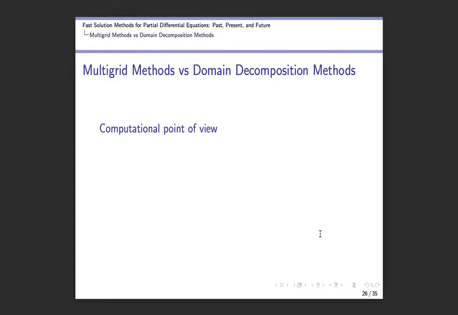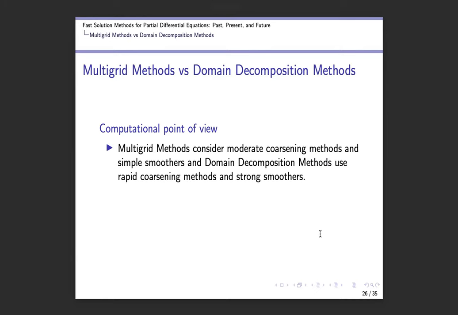And from the computational point of view, they have some differences. Multigrid methods consider moderate coarsening and simple smoothers. So usually we consider many levels and a simple smoother. And domain decomposition methods use rapid coarsening and strong smoothers. It means that we consider just a couple of levels, or three levels, so strong, rapid coarsening. And this strong smoother means the local solver solves the problem exactly, okay?